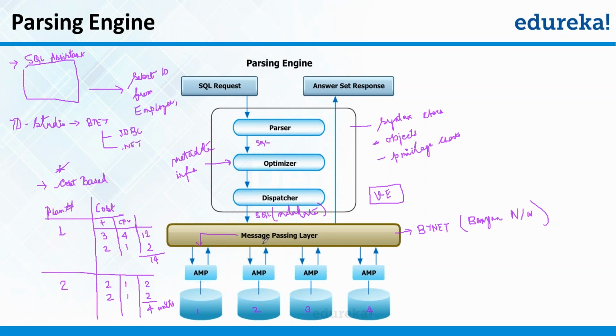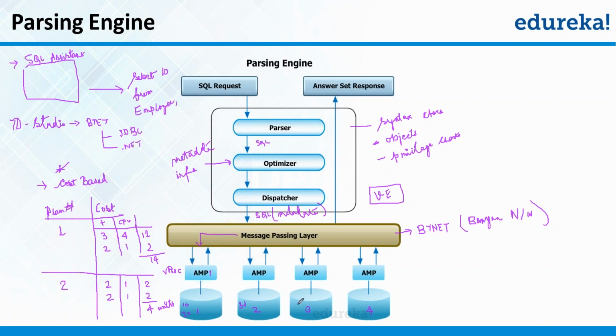So via this ESB, the Enterprise Service Bus implementation, which is called BYNET, it goes and hits the virtual processor, which is nothing but your AMP, Access Module Processor. Now at this level, what do you do? You do a select from the data it is responsible for. So if I have 10, 20 in disk 1, the processor, which is vproc1 AMP1, will only operate on 10, 20.